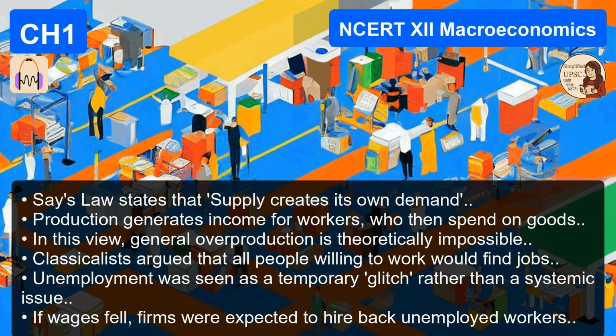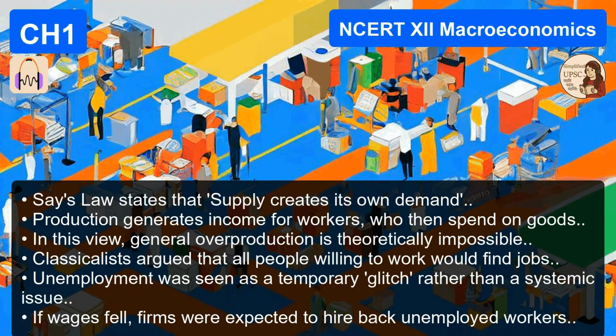Enter the hero of our macro story, John Maynard Keynes. A brilliant and somewhat eccentric British economist. In 1936, right in the aftermath of this global crisis, he published a book with a very long and academic title, The General Theory of Employment, Interest, and Money. A real catchy title there. Not exactly a beach read, no. But it fundamentally changed the world.